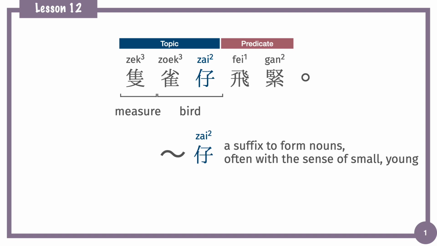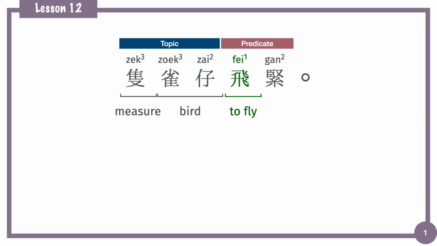Then let's go back to the sentence. In the predicate, we have the verb 飛 which means to fly, and after it we have the aspect marker, or we call it aspect particle 緊. The function of 緊 is similar to the -ing form in English. In Cantonese, we don't need to change the form of the verb by different tense or different aspect. We use time words to show tenses, and use aspect markers to mark the aspect, and 緊 is one of the aspect markers.